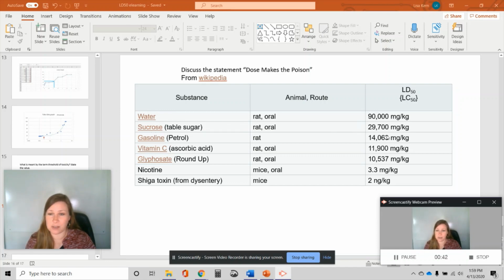Sucrose has a smaller toxicity, but 29,700 milligrams per kilogram is a huge amount of sugar, not as much as the amount of water, right? It's more toxic than water, but it's not very toxic. These tell you, by the way, I got all this data from Wikipedia.